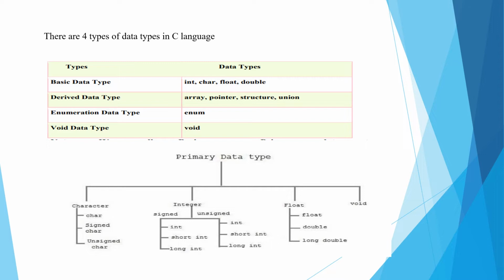The primary data types are character, integer, float, and void. The character data type is further classified into character, signed character, and unsigned character. Integer is further classified into signed integer, signed short integer, signed long integer, then unsigned integer, unsigned short integer, unsigned long integer. Then floating point numbers: float, double, and long double. Then the fourth category is void.